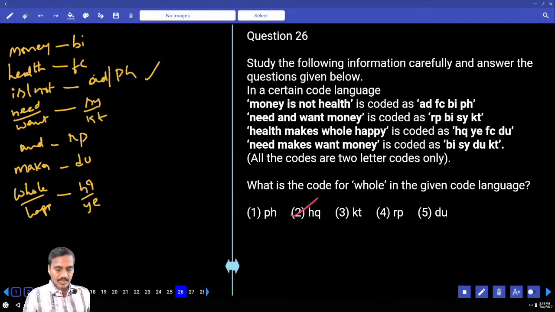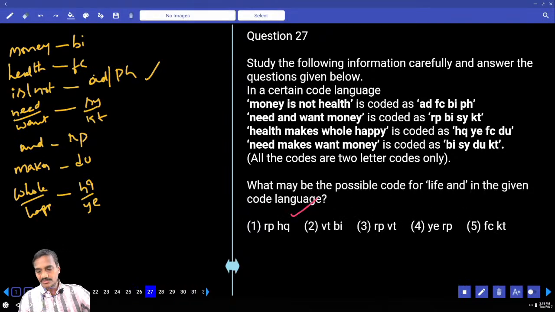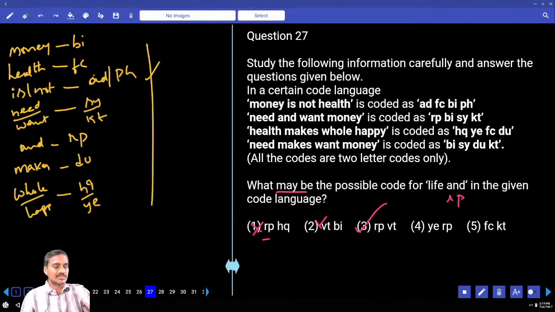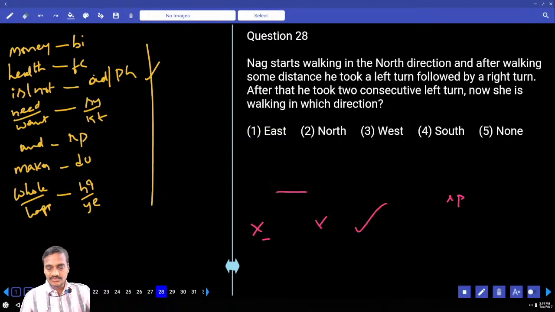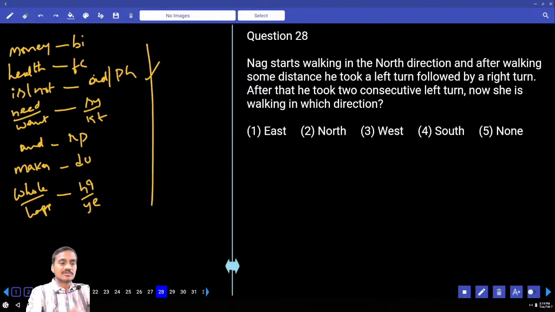Then the next, coming to 27. Now what may be the possible code for life end? The code for end is what? End is RP. And life, do we have it anywhere? The code is not there anywhere. May means it is a possibility. Hence RP must be there. RP HQ. Can HQ be the code for the word life? No, because HQ is the code for either whole or happy but not for life. And next one, RP must be there. RP VT. Is there a chance of VT? Yes, there is a possibility because VT is not given as the code for any one of these, hence choice 3. 27. Then 28, it is based on directions.